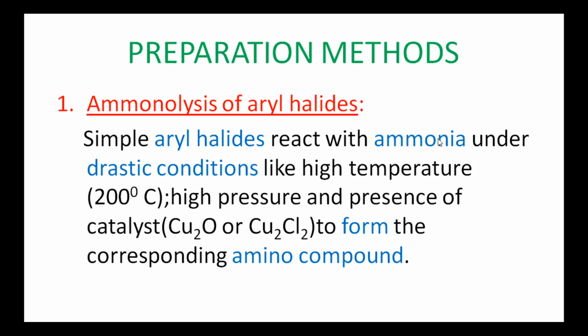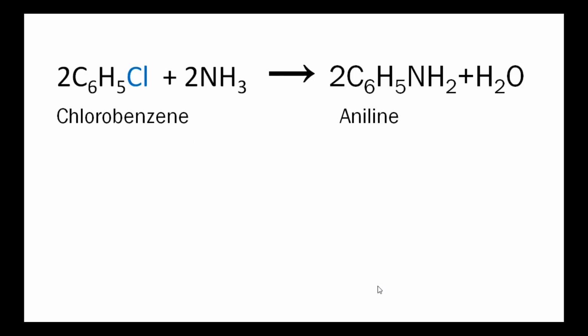So these react with ammonia under drastic conditions such as high temperature, that is 200 degrees centigrade, and high pressure, and in the presence of a catalyst such as Cu2O or Cu2Cl2 to form the corresponding amino compound. The equation for this is: when chlorobenzene is treated with ammonia, it reacts at high temperature 200 degrees centigrade, in the presence of high pressure and also a catalyst. Then this chlorine atom is replaced by the NH2 group, forming aniline.